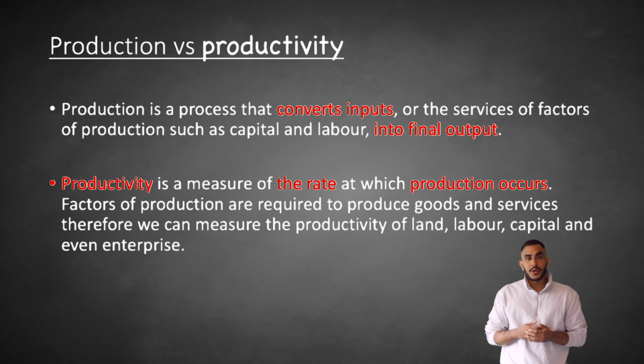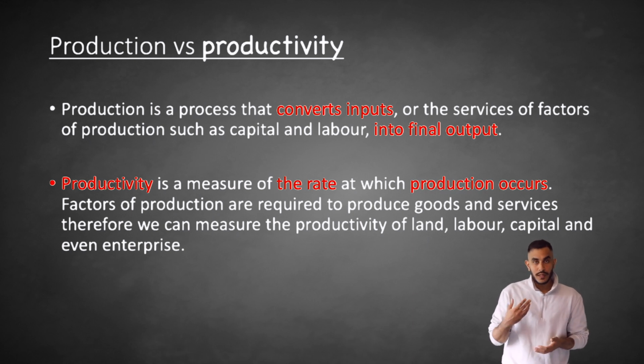Productivity is a measure of the rate at which production occurs. Factors of production are required to produce goods and services. Therefore, we can measure the productivity of factors of production. For example, labor productivity, or the productivity of capital, or even land.